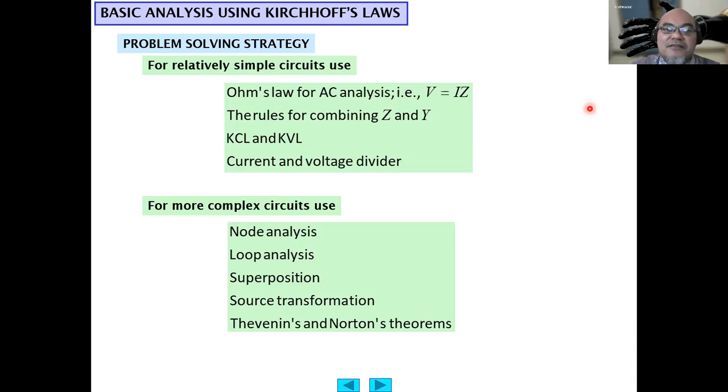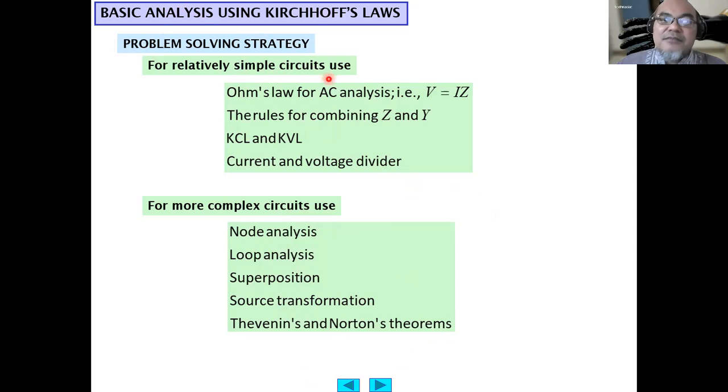So for a simple circuit, we can use what we have learned in semester 1, which is Kirchhoff's law, and the other law as well, Ohm's law. Later, for more complex circuits, we use node analysis, loop analysis, superposition, source transformation, Thevenin's and Norton's theorem. The difference is that in semester 1 you learned it using just resistance, now you use impedance. In semester 1 you used conductance, now you use admittance, which can be different based on whether it is a resistor, capacitor, or inductor.